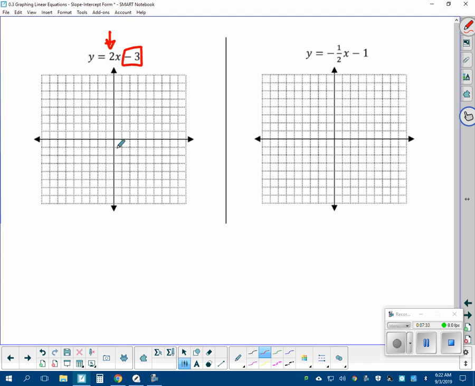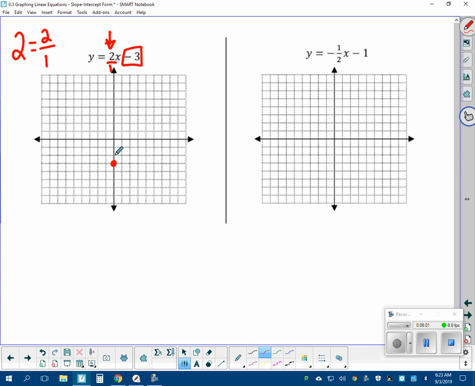Negative 3 on your y-axis, down 1, 2, 3 from your origin, right on your y-axis. And then we got to deal with the slope. We need this to be a fraction. Any number can always be written as a fraction. What do you put it over? Hopefully you're saying 1. Because 2 divided by 1 is still 2. Those two things are equal. So anytime you don't have a fraction, just stick a 1 underneath it.